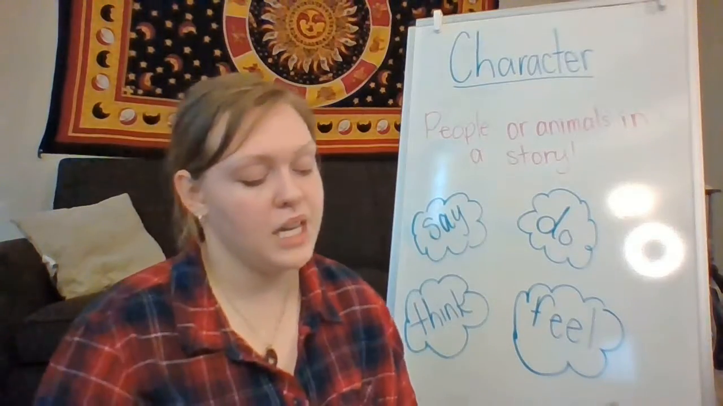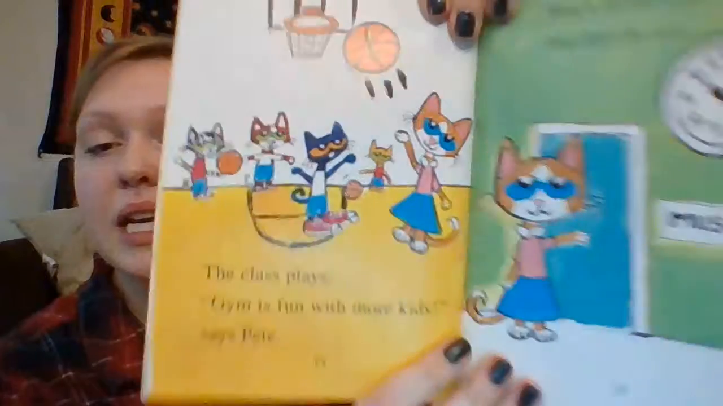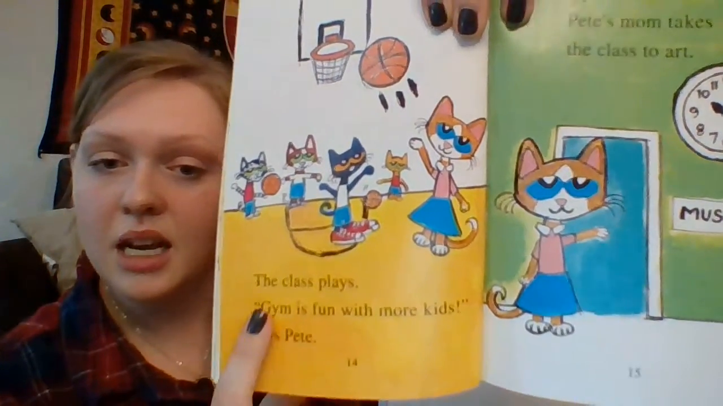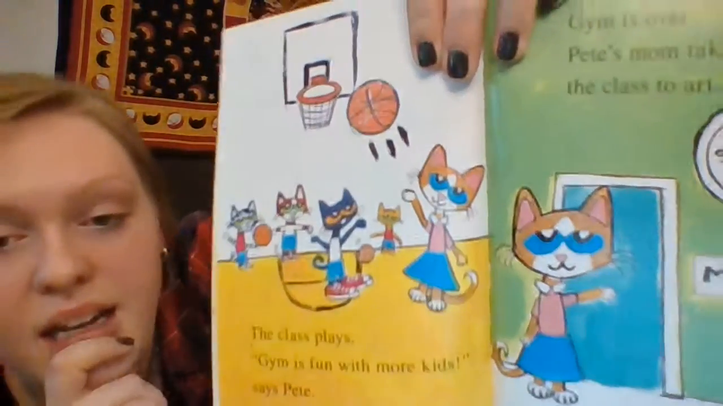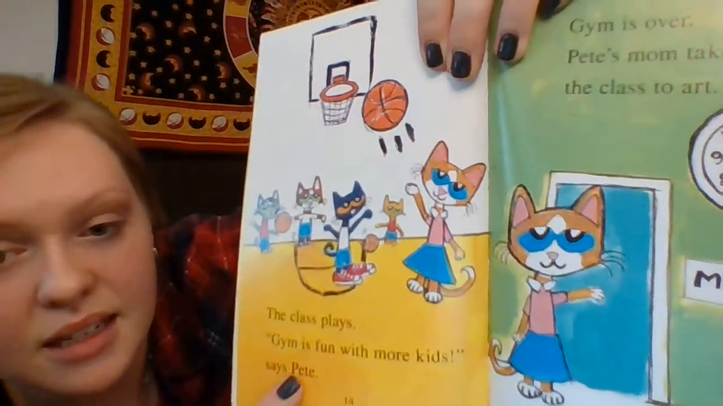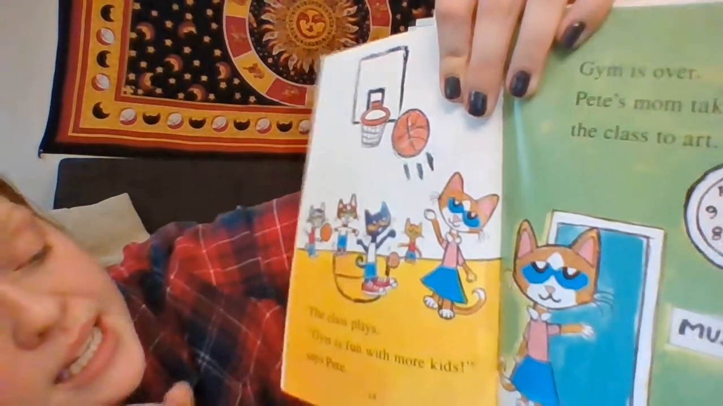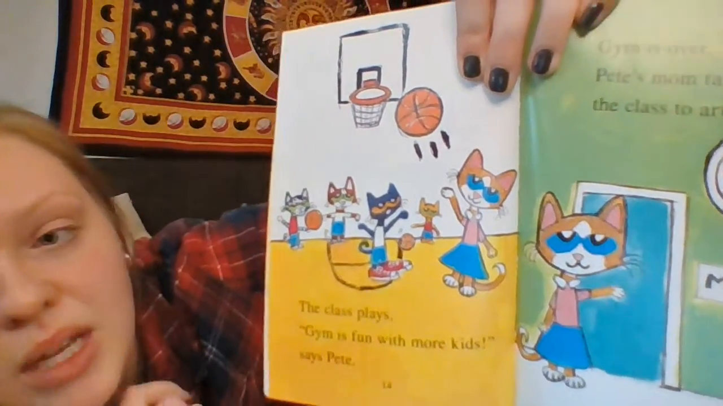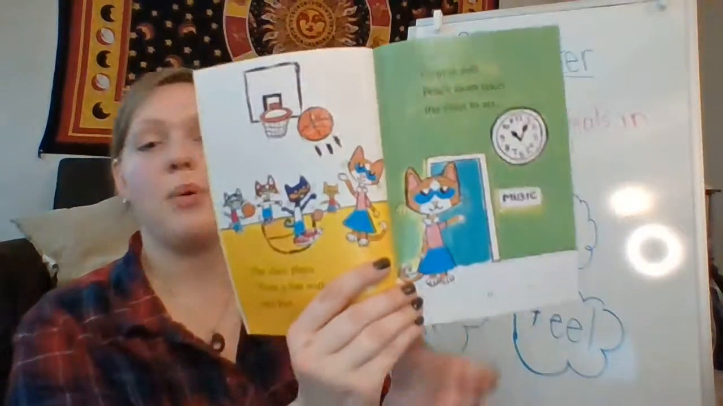"Gym is fun with more kids," says Pete. In the story here, it has this right here. It says, gym is fun with more kids. Is that something that he said? Let me read it again. "Gym is fun with more kids," says Pete. If that's something he said, then we can say that that's part of his character.